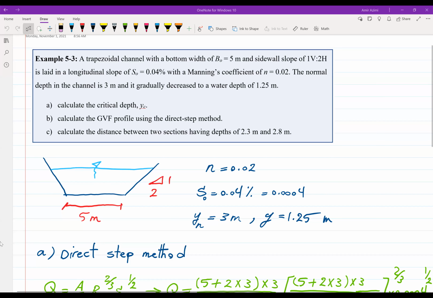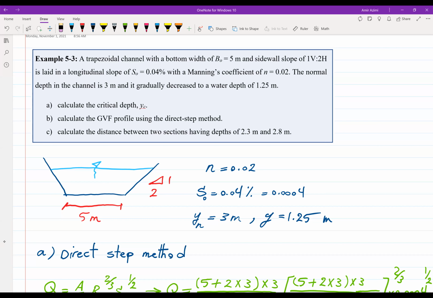Example 5-3 is about the trapezoidal channel with the bottom width of B0 equal to 5 meters and sidewall slope of 2 horizontal to 1 vertical. And the longitudinal slope is very mild, it's 0.04% with the Manning's coefficient of 0.02. The normal depth in the channel is 3 meters, so normal depth is given.